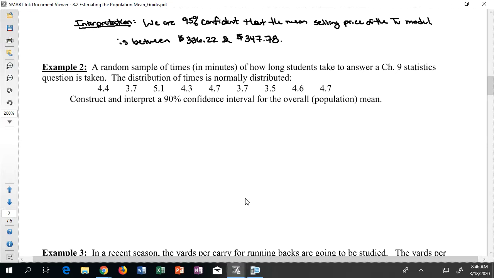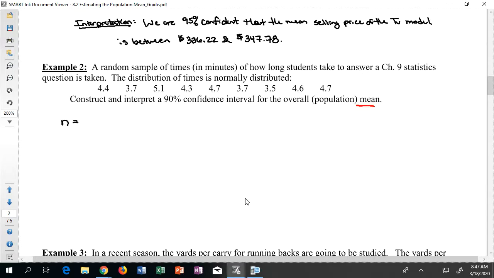I want to construct and interpret a 90% confidence interval for the overall population mean. Okay, so I kind of want the average. All right, so I can tell then immediately I'm in the same exact spot in the formula sheet I was a moment ago. Let's go ahead and write down all the associated information that I have.